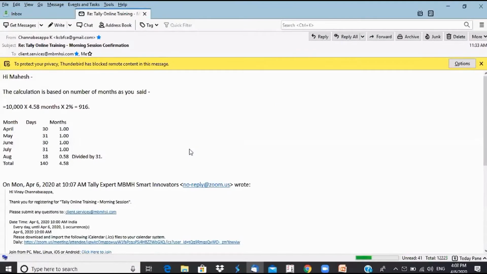Hope everyone is able to see my screen on the calculations. So this is what CA Vinay helped me to arrive at. In fact, he took the time to do the calculations and share them with me. This screenshot, I've also shared in the group.